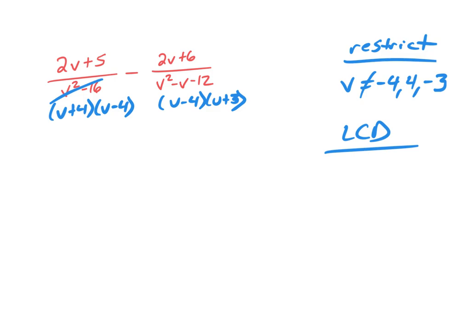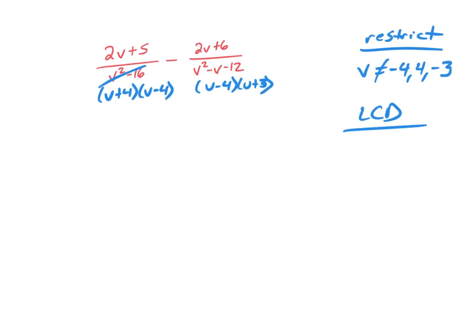Okay, this one's a little bit different for our LCD. Anything that's on bottom at any point in time has to be part of my LCD. Okay, v plus 4 is one of my factors. So v plus 4 is part of my LCD. v minus 4 is part of my LCD. I already have a v minus 4, so I don't need to list it again. Okay, but then I have a v plus 3. So I have 3 factors that are part of my LCD.